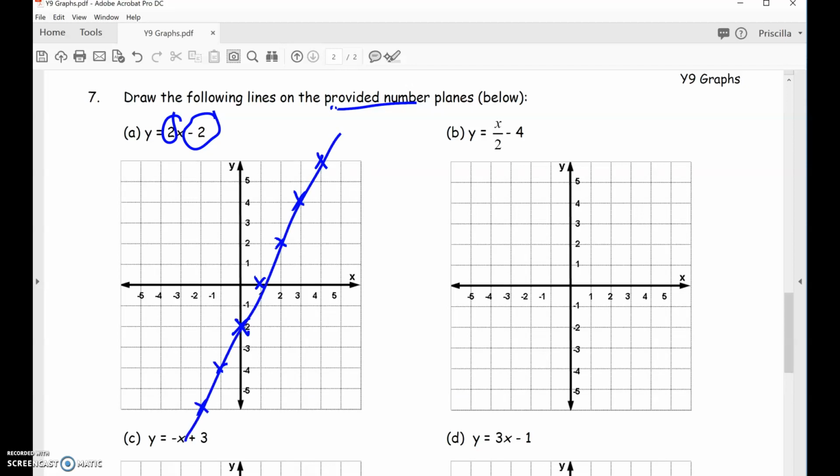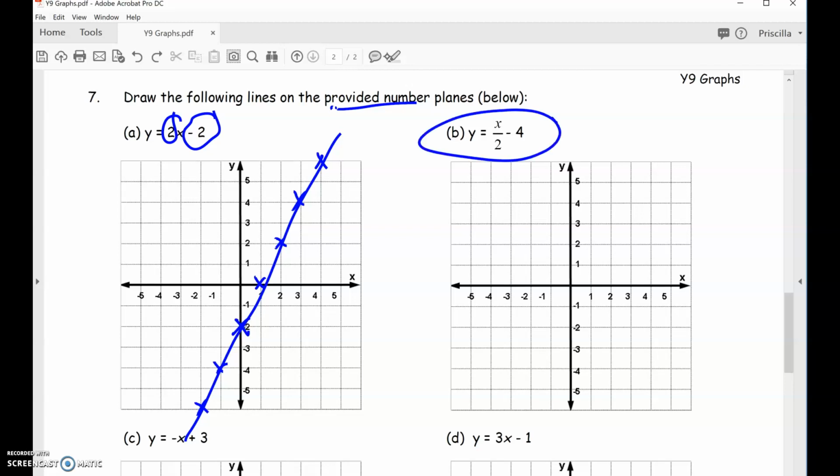Now then, because I can make mistakes all the time, I look at 3. 3 times 2 is 6. 6 minus 2 is 4, and I'm happy I got that point correct. And when x is 0, y is -2. So I'm happy I got that correct.